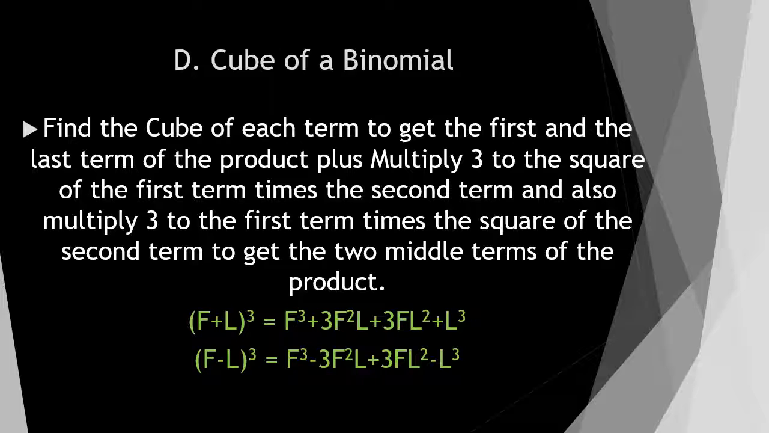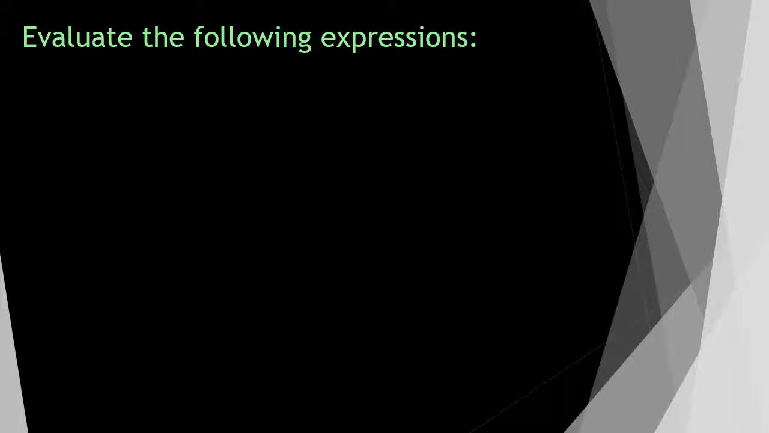Now let's proceed to our illustrative example. Let's try to evaluate this expression. We have quantity 2a plus 3 quantity cube. We derive an answer of 8a cubed plus 36a squared plus 54a plus 27. Applying our formula 1 in the cube of a binomial, if you want to go back, you can go back in our video to check whether it's correct or not.